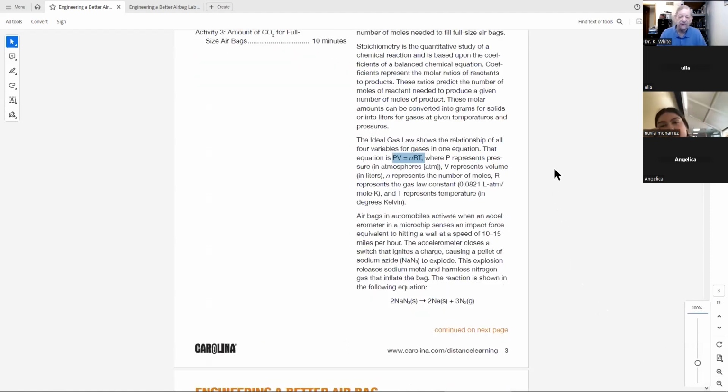And P is pressure, but it's in atmospheres. V is volume in liters. N is the number of moles. R is the universal gas law constant. Oh, look, that's the one we use all the time: 0.0821 liter atmospheres per mole K. And T is temperature, but that has to be in Kelvin.